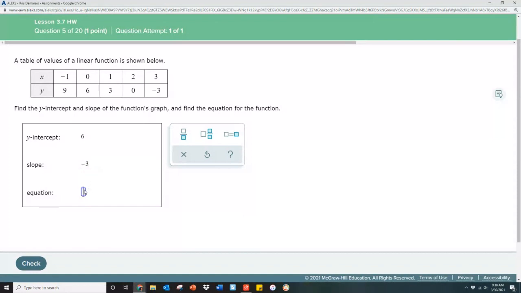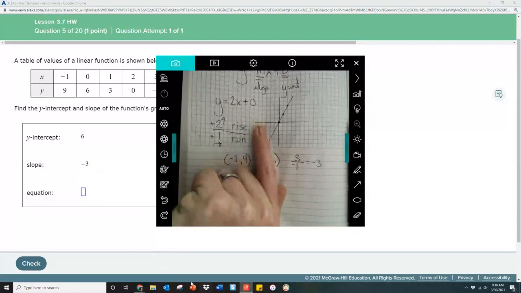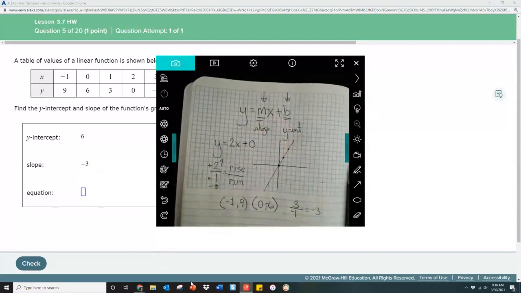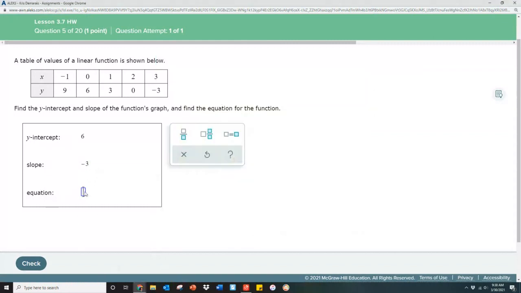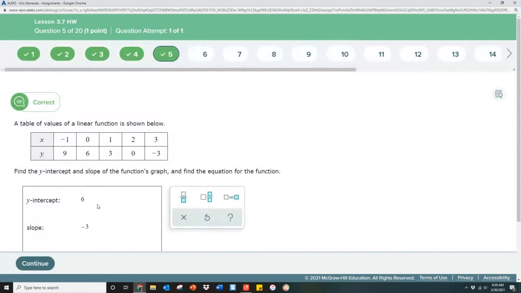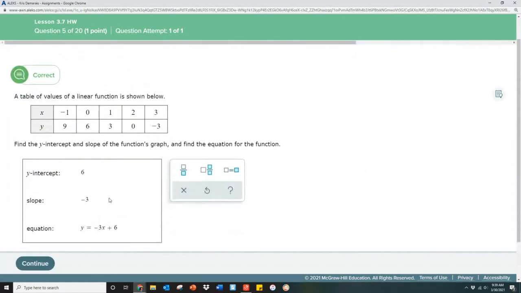And now the equation is following, just basically putting it into y equals mx plus b. So I'm going to go ahead and do that. So y equals, and then the m, the slope, is -3, x, and then the y-intercept is 6. So plus 6. All right, that's how simple this is. But depends on if you're paying attention.